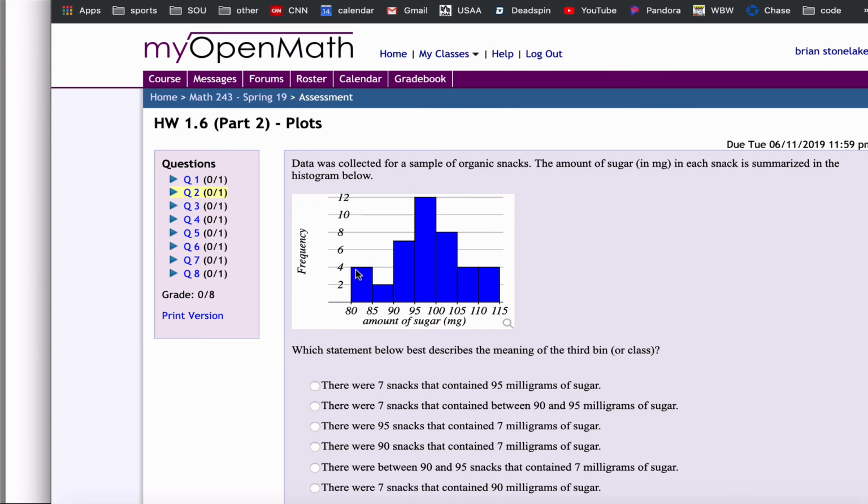If I was making this on your quiz, maybe I'd change things a little bit so it looks even better, so it's more obvious. But this doesn't ask you anything about the shape. It just asks you to interpret it. So interpret the third bin. This one right here. This bar that you see right here. What's that tell you? Does that tell you that there's 7 snacks that contain exactly 95 milligrams of sugar? Or does it tell you there are 95 snacks that contain 7 milligrams of sugar or something else? Read through these. Hopefully you're able to figure out what that's telling you.